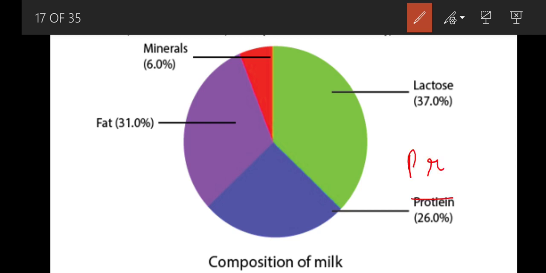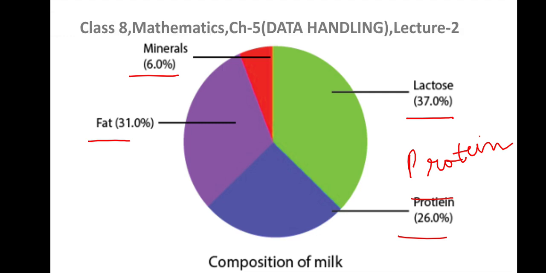This is protein. Likewise, different minerals, fat, how much percentage of lactose is present, how much percentage of protein is present. This is an example showing the composition of milk, and different sectors have been made in this. This is in the form of a circle, that is why it is a circle graph. Circle graphs are basically called pie charts or pie graphs. So you are supposed to make a pie chart or circle graph of this form, but how to make that we will be learning in the further slides.